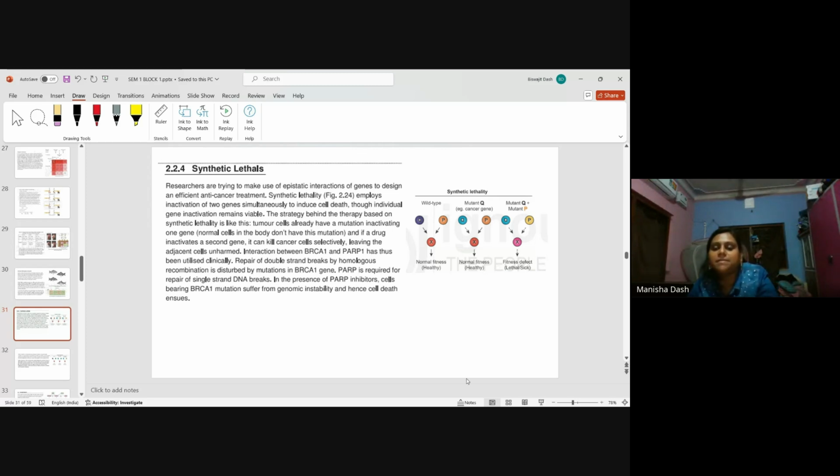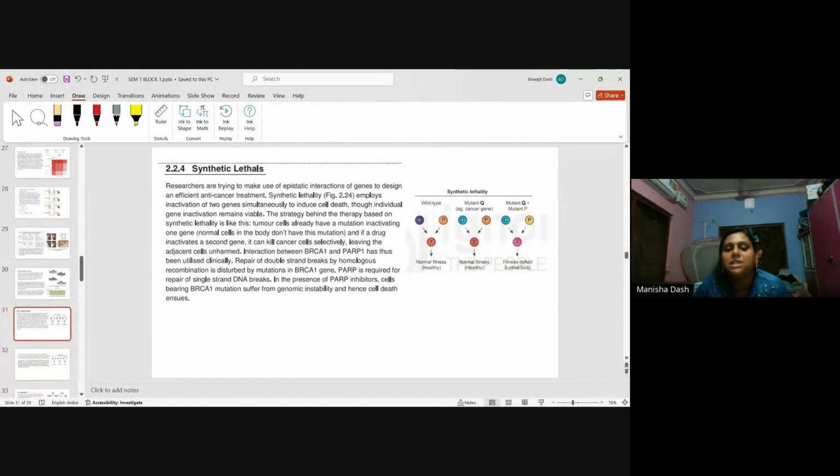Now comes what is meant by synthetic lethal. So synthetic lethal, this is actually mostly used for cancer therapy. So in a wild type character or in a wild type cell, if you see, this is a normal gene and 2 different genes are there. So the cell is actually healthy.